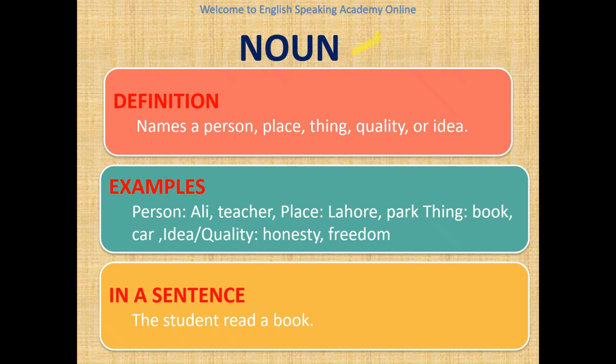For example, the name of a person, Ali, is a noun, teacher is a noun, place is a noun, park is a noun, Lahore is a noun, thing, book is a noun, car, or any idea or quality, for example, honesty and freedom. When we use a noun in a sentence, for example, the student read a book. In this sentence, student is a noun and book is a noun. So these are basically nouns in this sentence.